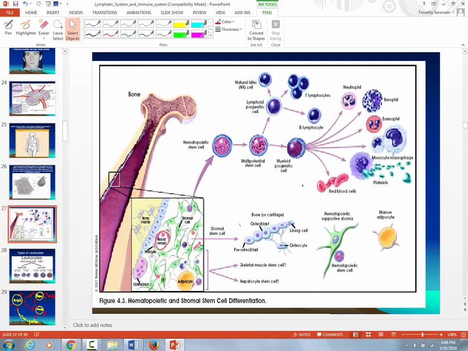You learned in general that you have bone marrow, correct? Yes. And bone marrow produces all of your red blood cells, all of your white blood cells, and all of your platelets. So all the formed elements of the blood are formed in the bone marrow. Do you follow? What's the medical term for marrow?